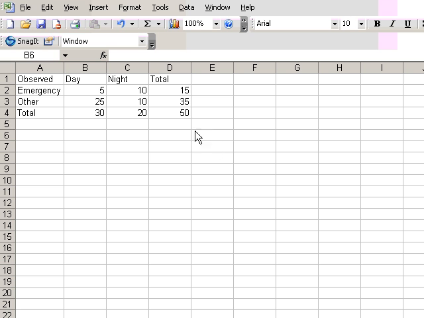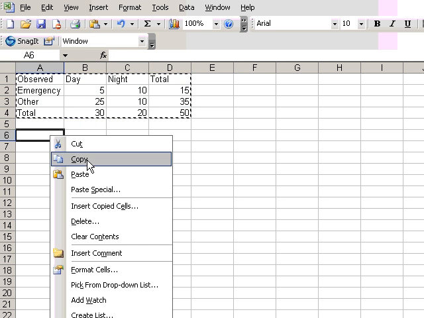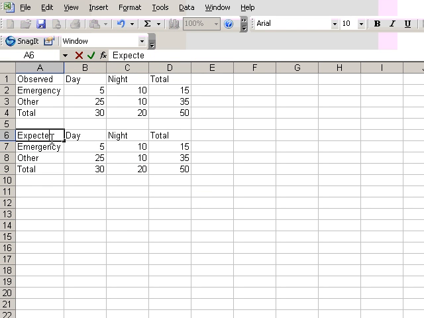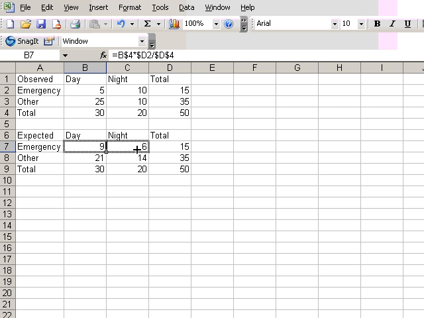So to look at the calculation of Yates's correction, I will copy the data, paste it here, and call this expected. And as we did in the other video, the value in this first cell will be equal to the B column total times the 2 row divided by the grand total in D4. And again, fix the D4 with dollar signs using F4. The D2 will be fixed with a dollar sign in front of the D, and the B4 will be fixed again using F4 with a dollar sign in front of the 4.